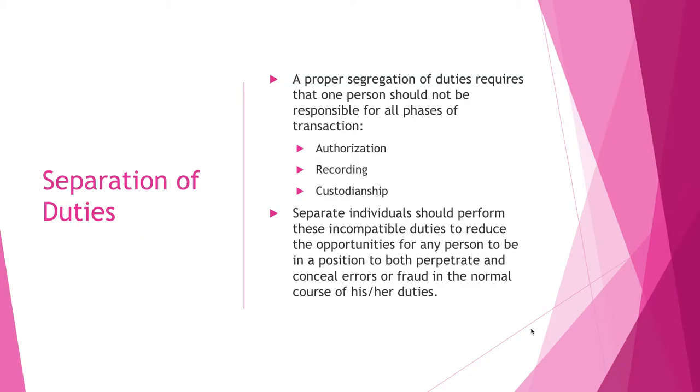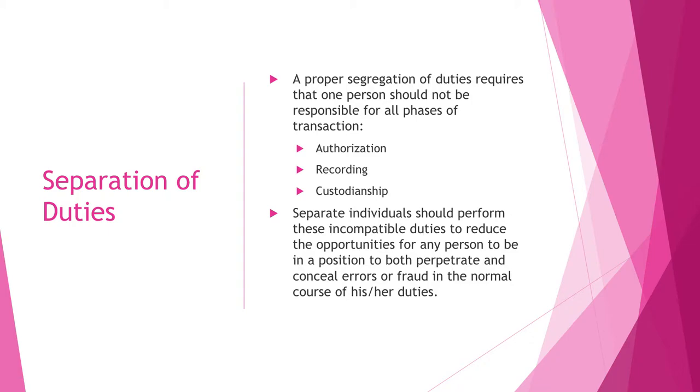Okay, and then we also have the separation of duties. This is very important, and this is often not employed, especially in small businesses. But it's important for you as future accountants and auditors to understand the importance of segregation of duties. A proper segregation of duties requires that one person should not be responsible for all phases of a transaction. Authorization, recording, and custodianship should be separate. If you are the custodian, you should not be in charge of recording, and you cannot be in charge of authorization.